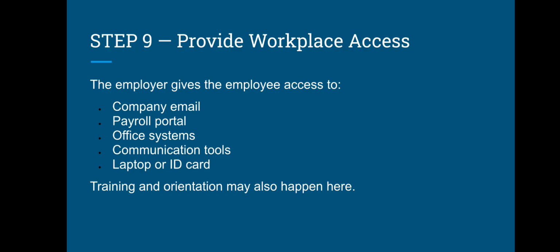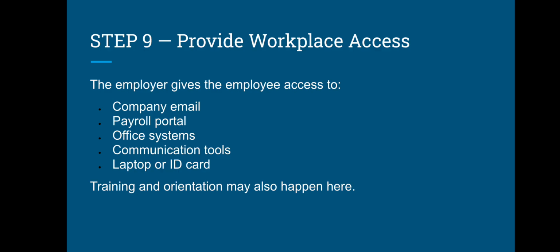Now the next step is provide workplace access. The employer gives the employee access to company email, payroll portal, office system, communication tools, laptop or ID cards. Training and orientation may also happen here. So this is the last step. This is the basic step. Once you join the office, everything is set up. The payroll details are set up. You have submitted all the forms.